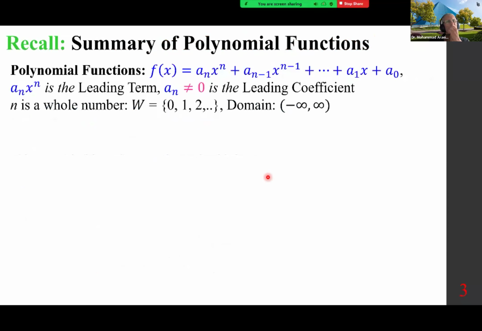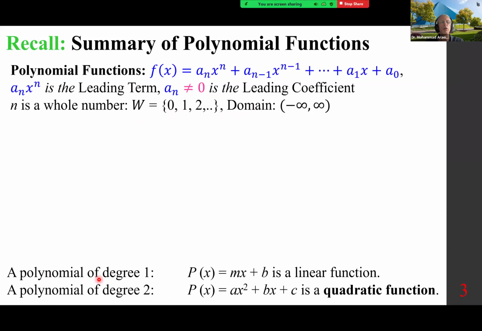So recall, a polynomial function is in the form of f of x or p of x equals a sub n x to the power of n plus a sub n minus 1 x to the power of n minus 1, all the way to a sub 0. A sub n x to the power of n is the leading term. A sub n, which can't be equal to 0, is the leading coefficient. N is a whole number, 0, 1, 2 to infinity, and the domain is always all real numbers.